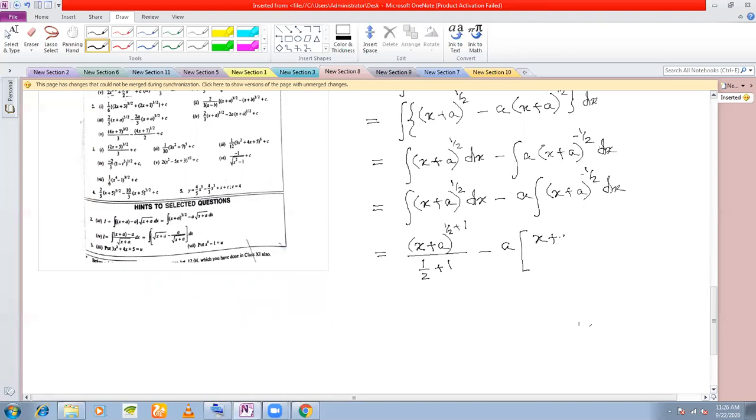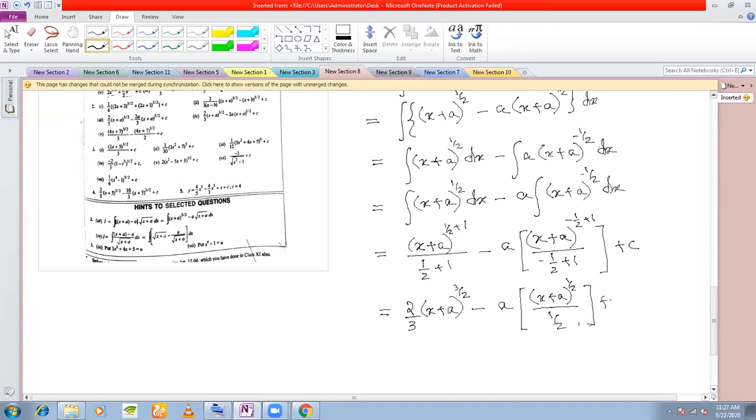Yes, sir. x plus a to the power of minus half plus 1, so it will be half, divided by half, plus c, and you give a constant of integration. So in the denominator you have 3 by 2, so this will become 2 by 3 (x plus a) to the power of 3 by 2, minus 2a, x plus a to the power of half divided by half.